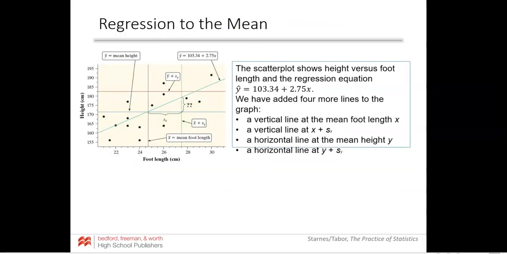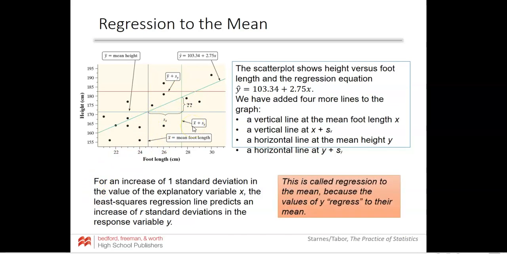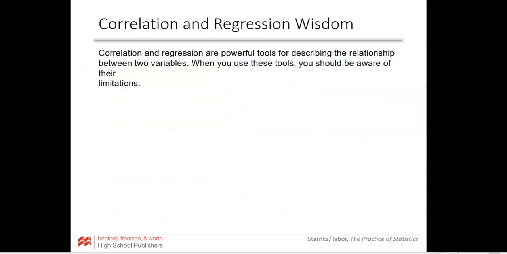So in this case, for every increase of one standard deviation in the value of x, the least squares regression line predicts an increase of r standard deviations in the response variable y. So it's saying that the rise over run, the rise there is r, and then the run is s sub x, so to speak. This is called regression to the mean. The values regress to the mean.